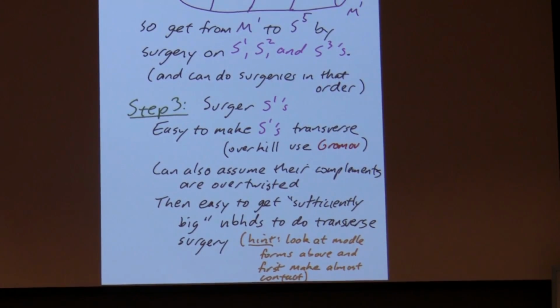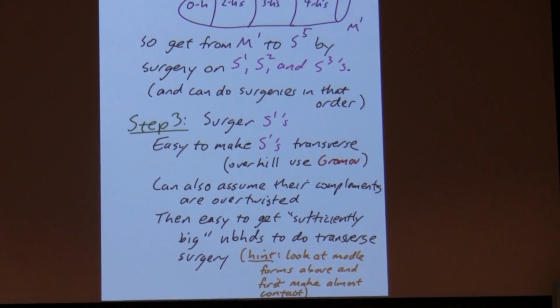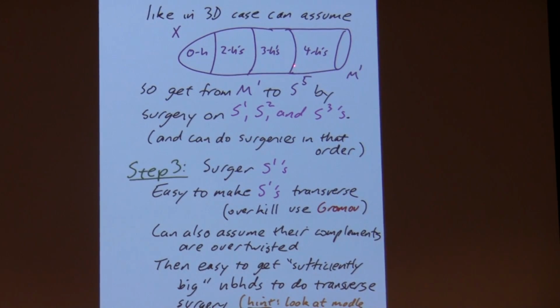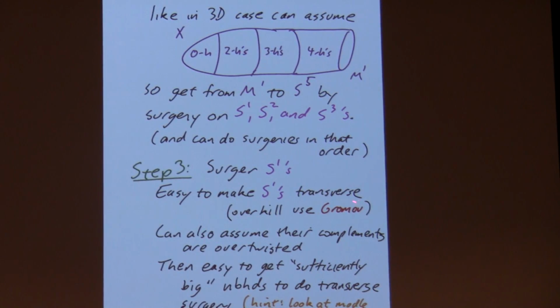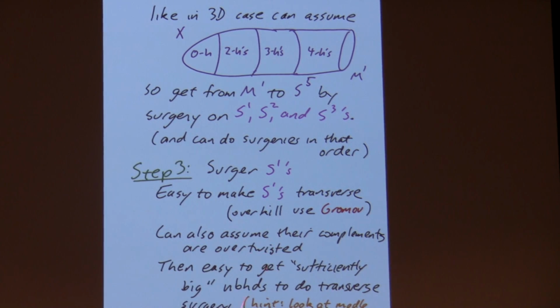So if I'm in my M prime with the contact structure C prime, I have some circles I want to do surgery on to get back to here. So I'm going to do surgery on some S1s. Well, you can always make your S1s transverse. That's easy. If you want to, quote Gromov, but you can pretty much do it by hand if you want, so it's not that hard. You can also, when you realize these as transverse knots inside your 5 manifold, you can always assume the complement is over-twisted. That's also very easy to do.